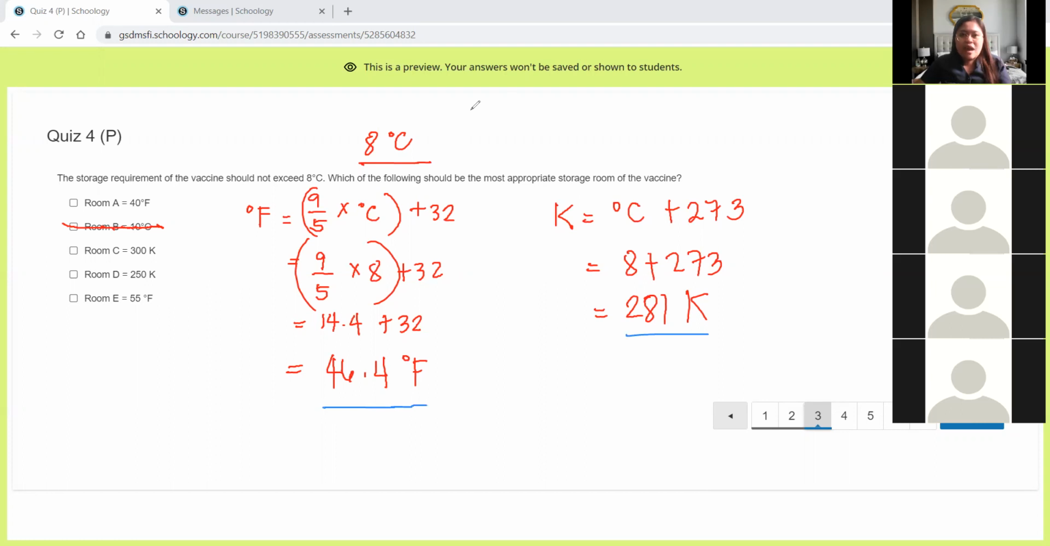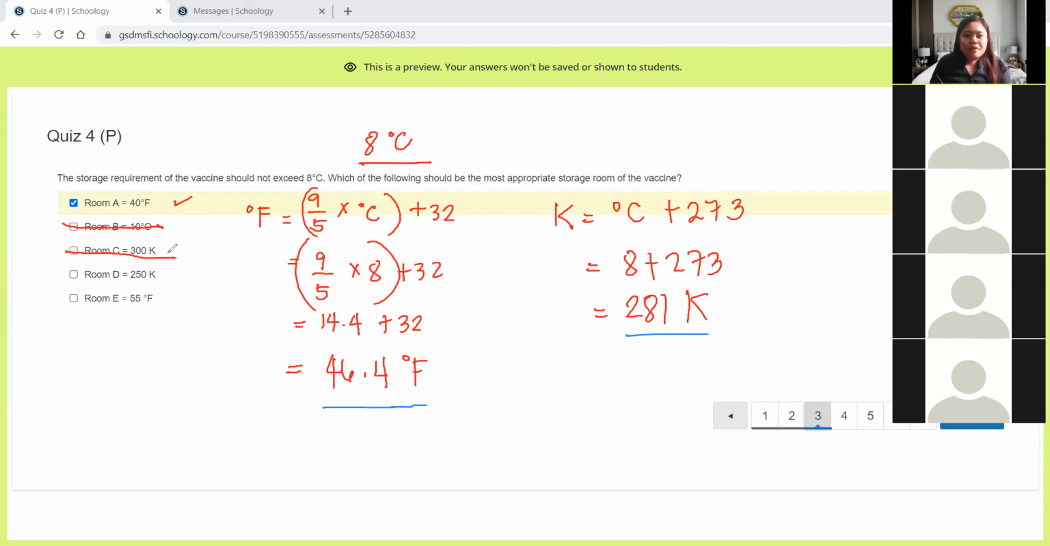Now let's look at our choices. Room A is 40 degrees Fahrenheit. So this is below 46.4. So yes, we can store our vaccine here for letter A. For room C, it's 300 Kelvin. So it's more than 281 Kelvin, which is equivalent to 8 degrees Celsius. So we have to crush this out.